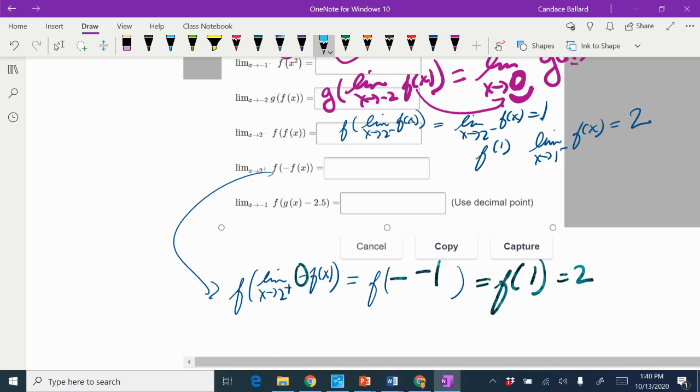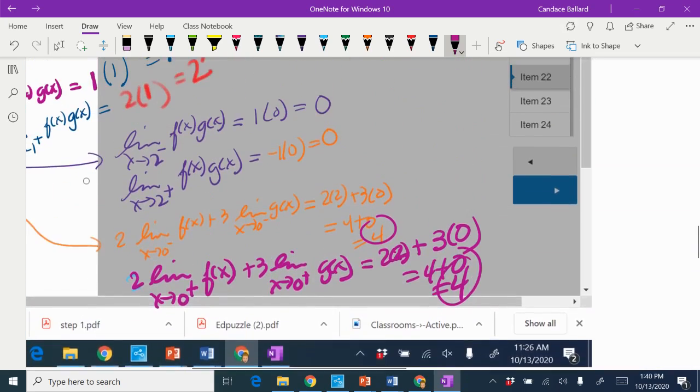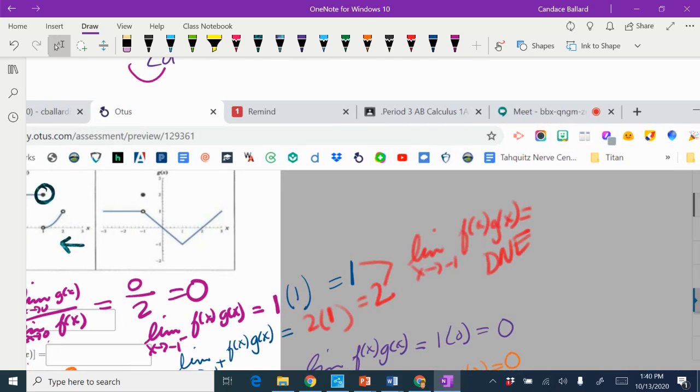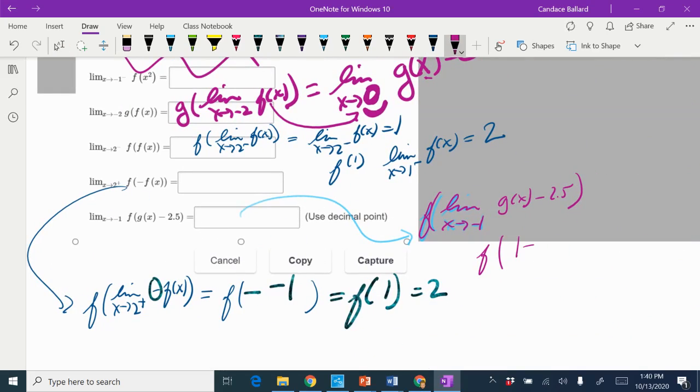All right, and then this last one here, it says that we're going to find the limit as x approaches -1 of g of x minus 2.5. Very poor color choice, I'm sorry. So I am going to go find the limit as x is approaching -1 of g of x. I'm going to my g graph and looking at -1, and it looks like it's approaching 1. So that's going to give me 1 minus 2.5, which is going to be -1.5.